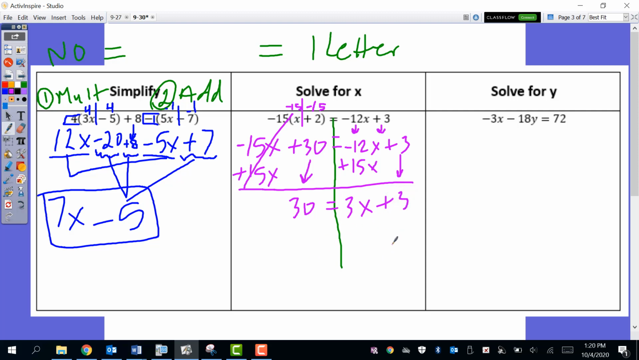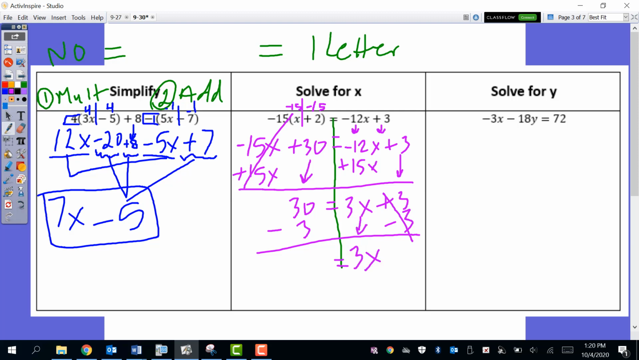Next step, move the naked numbers. Well, now, since my x is over here alone, I'm not moving 30, because if I move 30, there's nothing left on this side, so I'm going to move the 3. So I have to do the opposite anytime I move across that equal sign line. So I'm going to minus 3. This cancels out. 3x drops down.